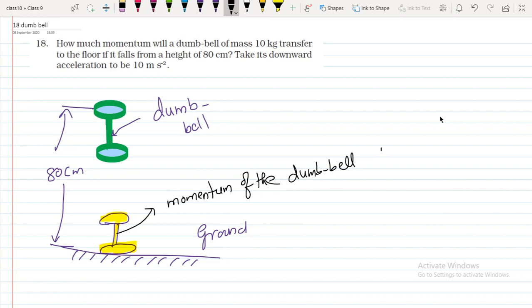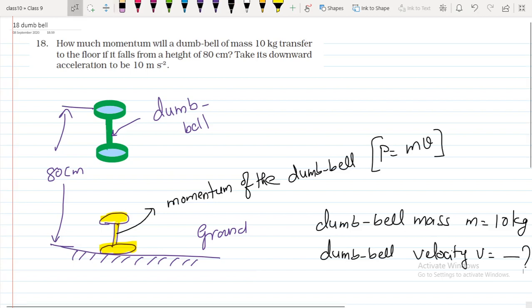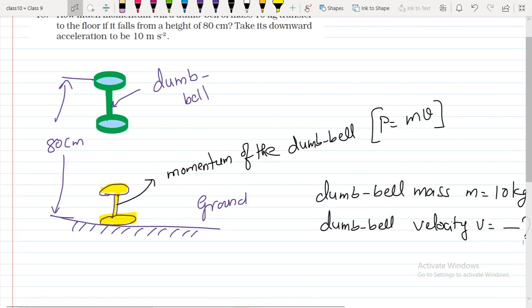What is the momentum formula? Momentum P equal to the product of mass times velocity. So we know the dumbbell mass, M, which is given as 10 kg. But we don't know what is the velocity of the dumbbell. Dumbbell velocity V equal to how much? This we don't know. First we need to find that dumbbell velocity.